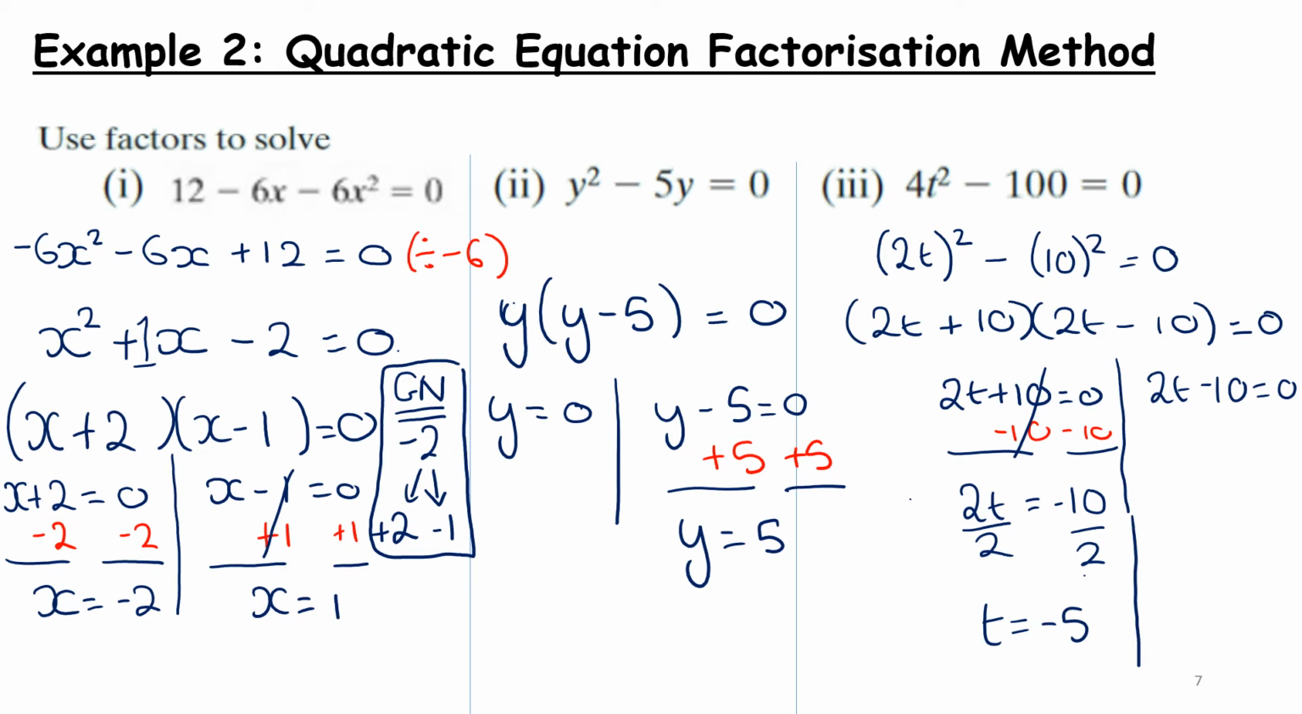The second answer is add a 10 to both sides. And when we add that 10 to both sides, we get 2t equals 10. Divide both sides by 2, and we get t equals 5. So there are our two answers.